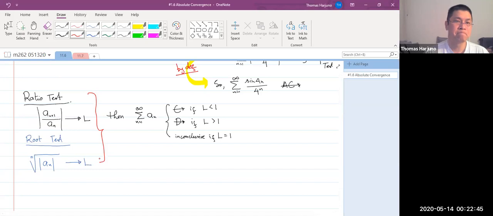Okay. If the limit is greater than 1, then it's divergent. Less than 1 is convergent. Exactly equal to 1 is inconclusive. Okay, but before I go on, I want to write some warning.